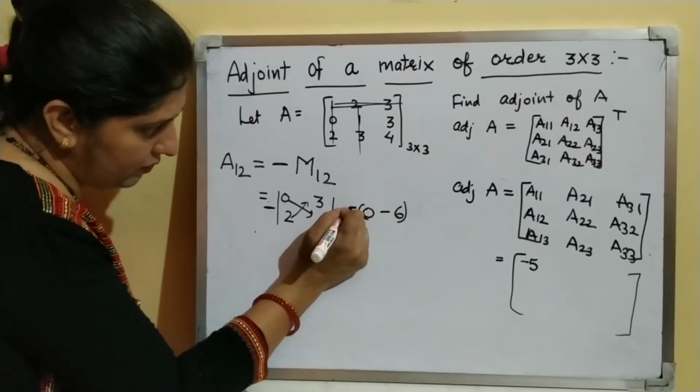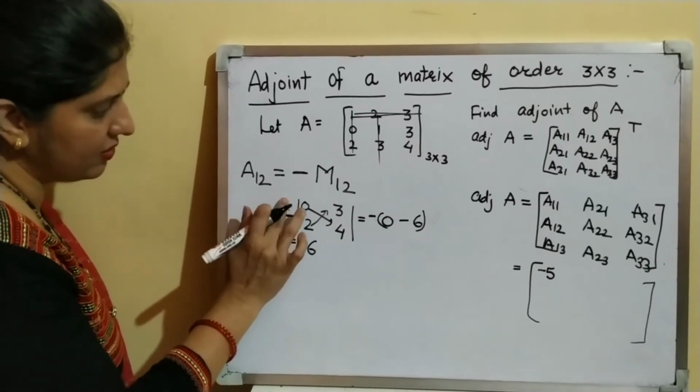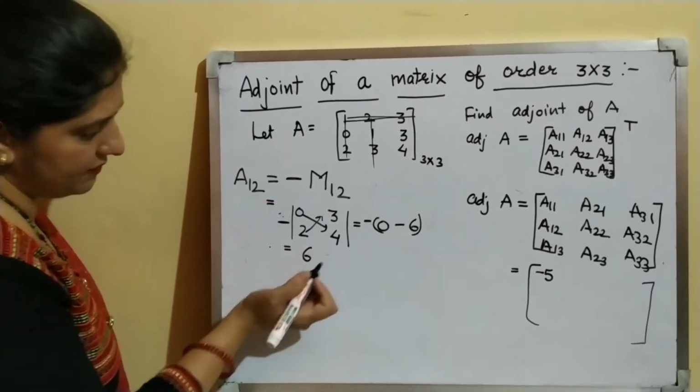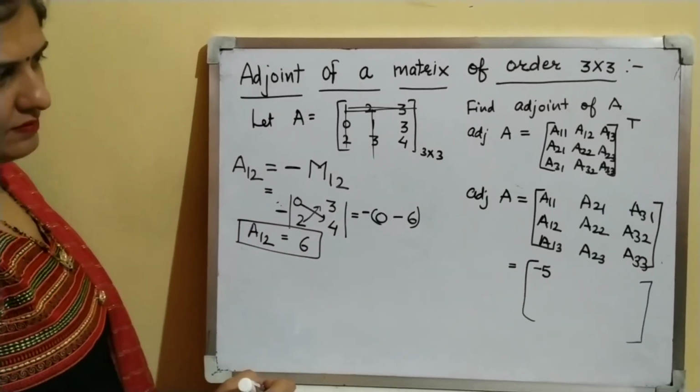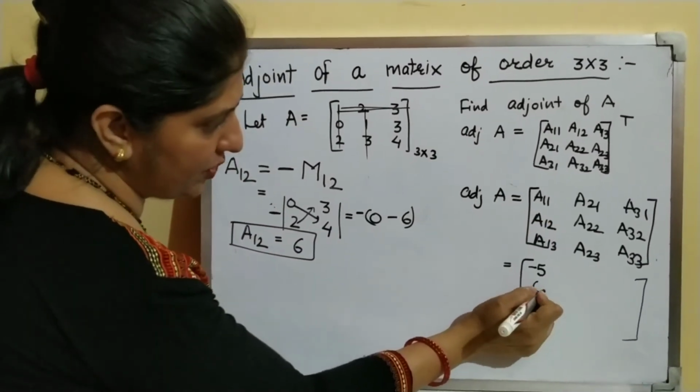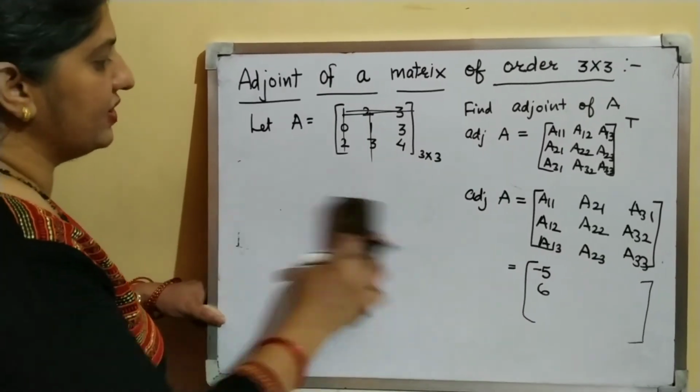We have to take the negative sign. Negative, negative, positive. So we get 6 here. So A12 is equal to 6. In the same way, calculate A13.